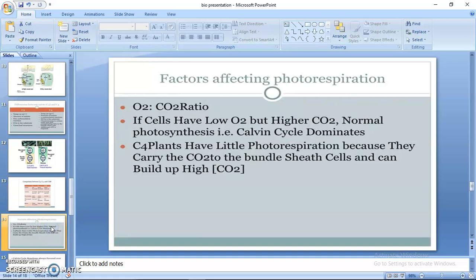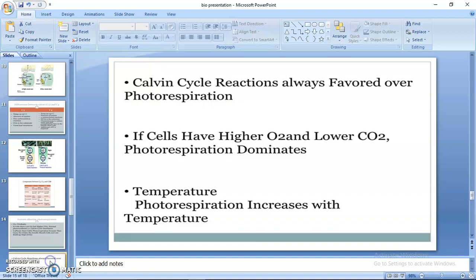Factors affecting photorespiration: oxygen to carbon dioxide ratio. If cells have low oxygen but higher carbon dioxide, normal photosynthesis, that is Calvin cycle, dominates. C4 plants have little photorespiration because they carry the carbon dioxide to the bundle sheath cells and build up high carbon dioxide. Calvin cycle reaction is always favored over photorespiration. If cells have higher oxygen and lower carbon dioxide, photorespiration dominates. Temperature: photorespiration increases with temperature.